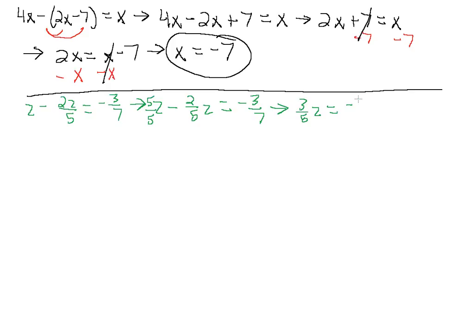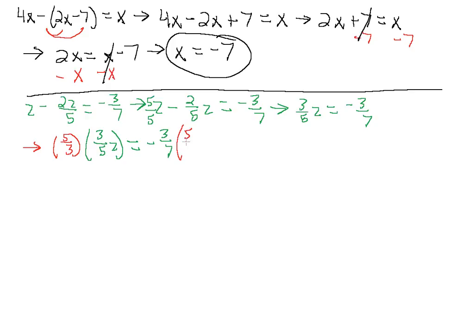And we still have our minus 3 over 7 on the other side. And we have one more step here. Our variable is being multiplied by a fraction. So what we're going to do is we're going to multiply by the reciprocal. So 5 over 3 is the reciprocal of 3 over 5. Then we still have our 3 over 5z equals minus 3 over 7. We have to do the same thing on the other side.